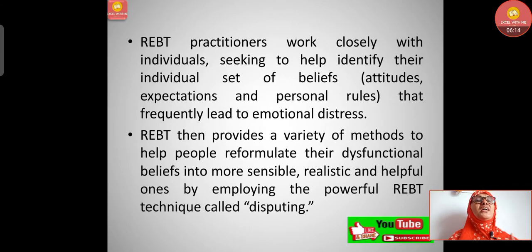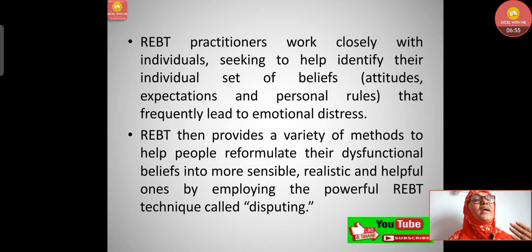REBT practitioners work closely with individuals seeking help to identify their individual set of beliefs, that is, attitudes, expectations and personal rules that frequently lead to emotional distress. Those practitioners will be experienced persons. They work closely with the individual and seek to help identify the problems of that individual, and the set of beliefs the individual frequently holds which are leading to the emotional problems. They will identify these to help them out.